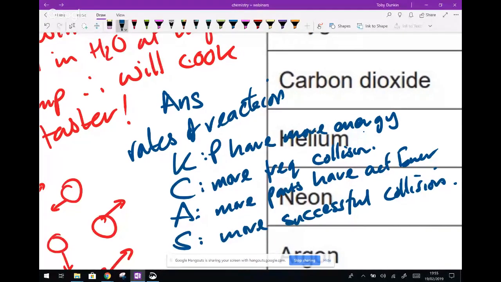Isn't that cool? Tenzi, what does KICKASS stand for? KICKASS is an acronym that I use for teaching rates. The K stands for knowledge, so in this case, particles with higher energy. C stands for collision frequency, so in this case, there is a higher collision frequency. A stands for activation energy: there are more particles that have it. And S stands for successful, the number of successful collisions.